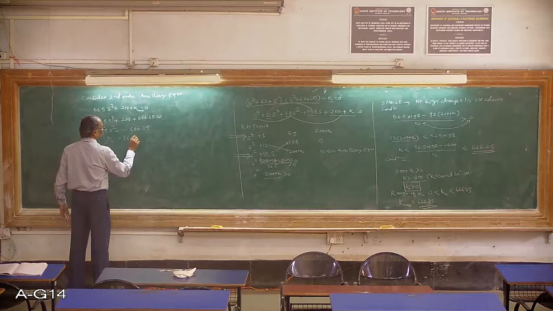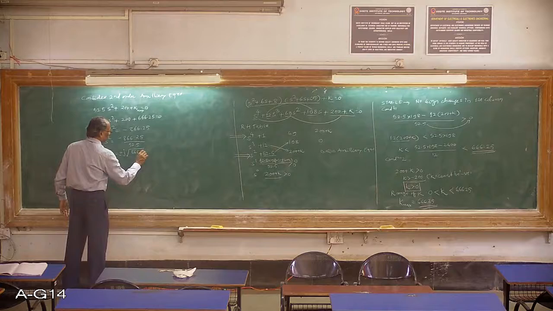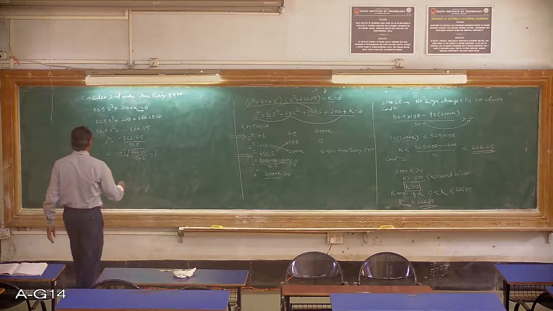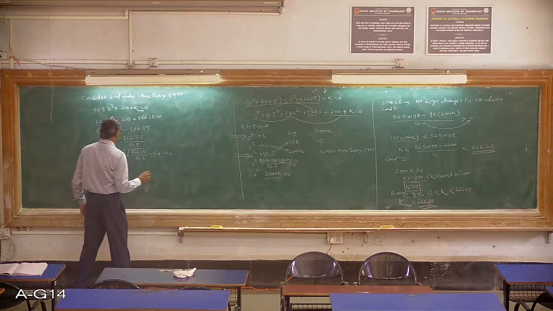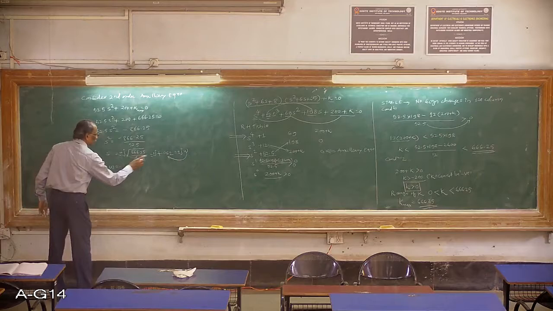S square is equal to minus 866.25 divided by 52.5, so S is equal to, as it is negative, plus minus j under root, 4.062 you will get. So S is equal to j omega, therefore S is equal to plus minus j omega. Therefore omega is equal to, we consider only plus, 4.062.